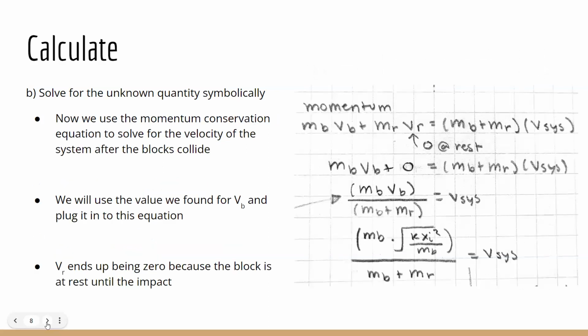The second part is using momentum conservation to solve for the velocity of the system after the blocks collide. So we will use the value we found for V sub B in the last problem and plug it into this equation. As you can see, we just use algebra to rearrange this equation. V sub R is the velocity of the red block, which is initially at rest, which is why we put it at 0. And after rearranging the equation, you can see what we got down there, and we plugged in the answer we got for V sub B in the bottom of the equation there.